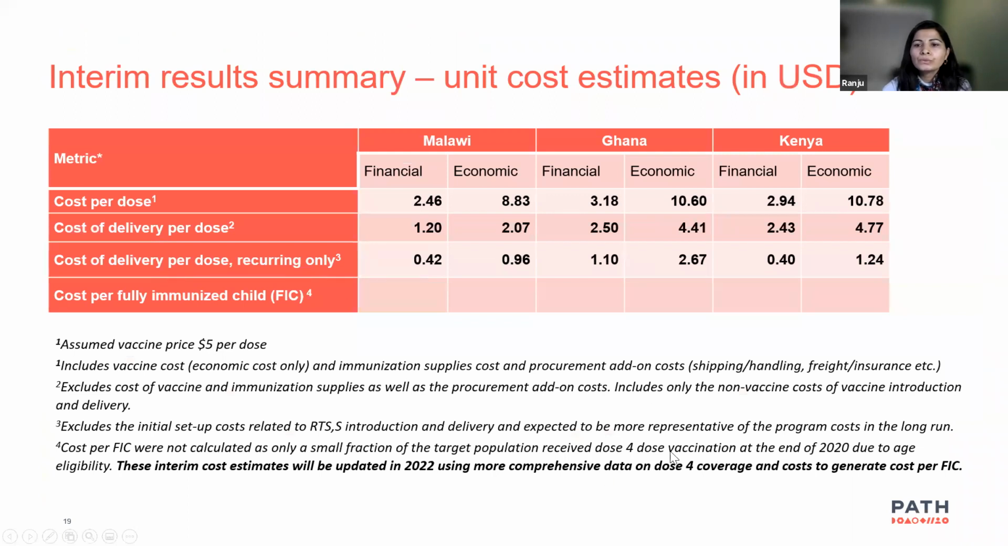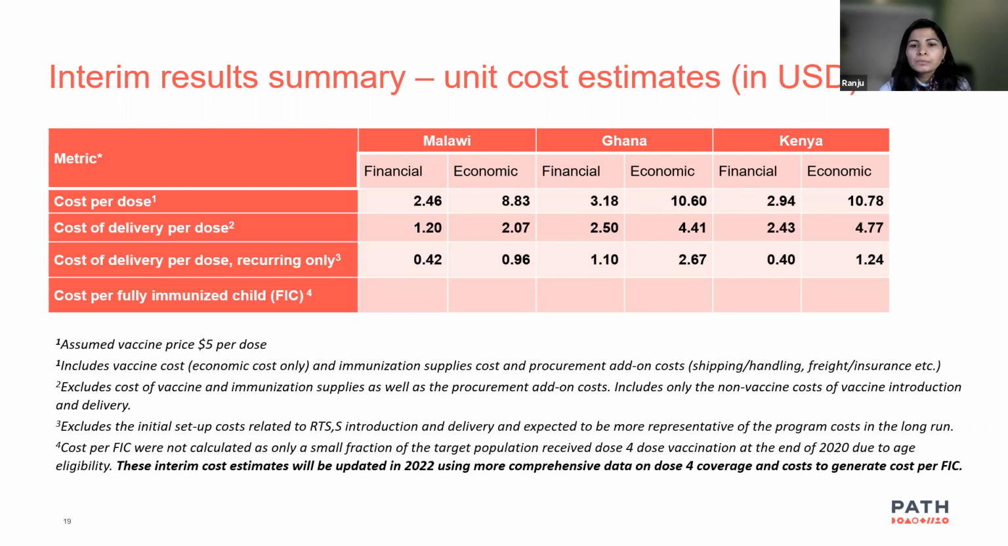Now, moving on to the key results. We call them interim results because, as I mentioned before, they include only data for about 20 months for Ghana and Malawi, and only about 15 months in the case of Kenya. A lot of children were not yet even eligible for the vaccination. Therefore, we will be updating this analysis, allowing at least 24 months' worth of data. We are currently gathering the data and will be updating these estimates. So please consider the numbers you're seeing here as interim results, which will be updated in the final round.